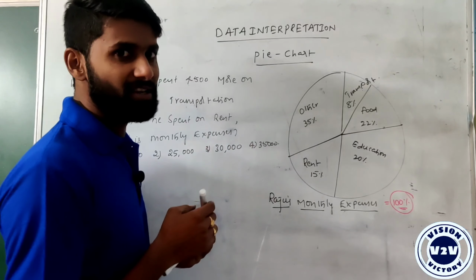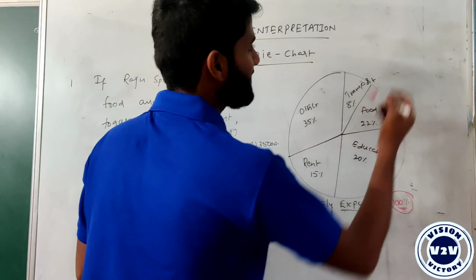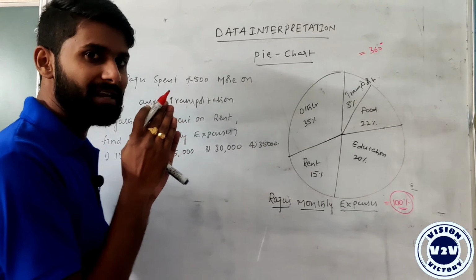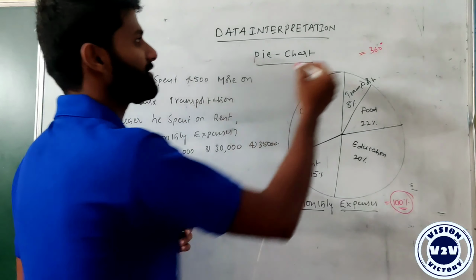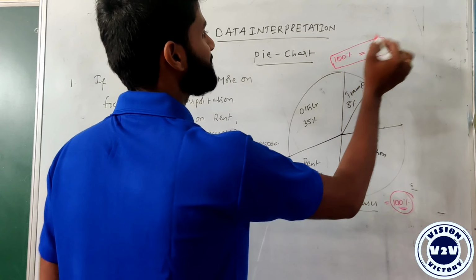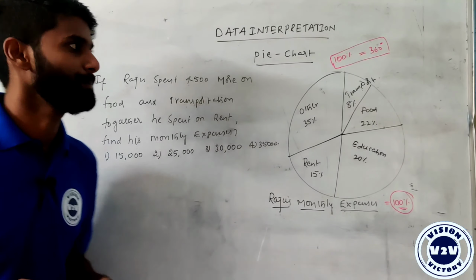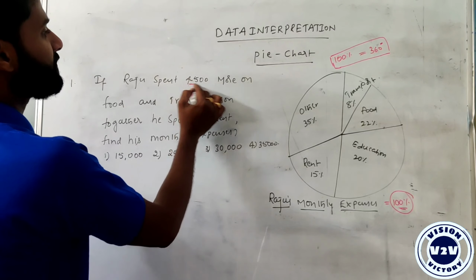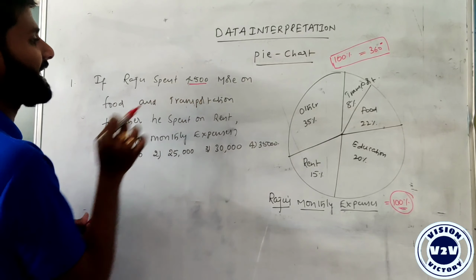Sometimes they are given in terms of degrees. If it is a degree, the entire circle is exactly equal to 360. So the comparison between percentage and degree is: 100% of the value is exactly equal to 360 in terms of degrees. So, question number 1: if Raju spent 4,500 more on food and transportation.